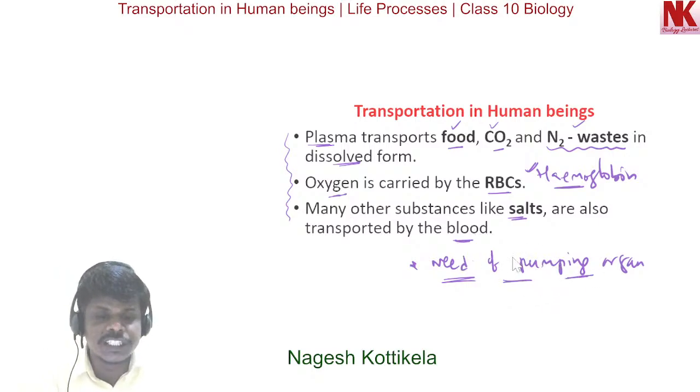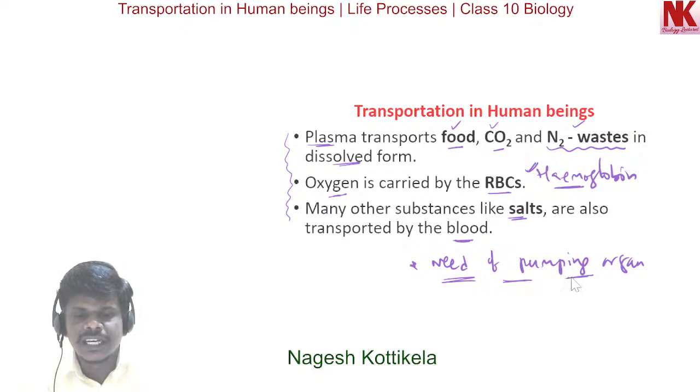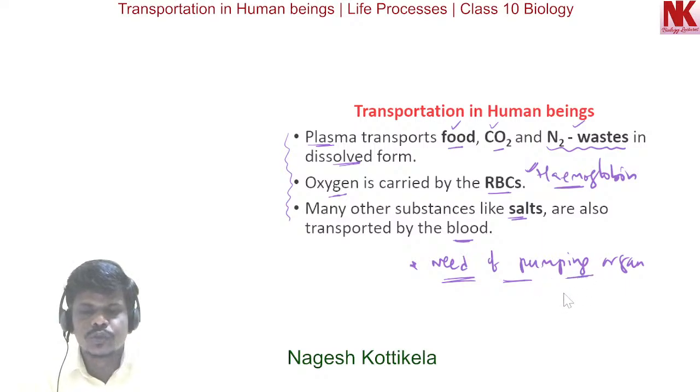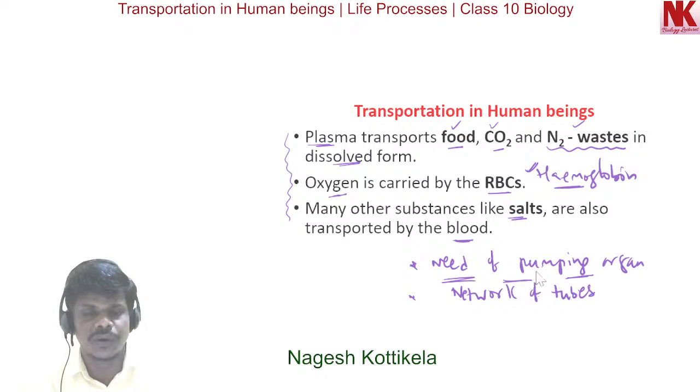There is a need for a pumping organ to push blood around the body, and a network of tubes to reach all the tissues. This network of tubes is nothing but the blood vessels and the blood capillaries.